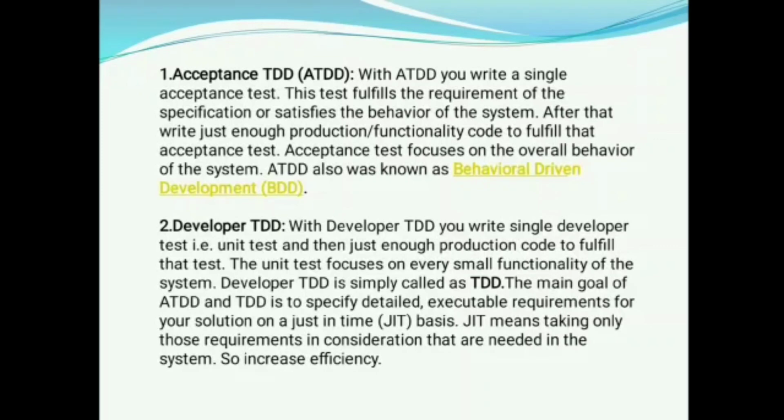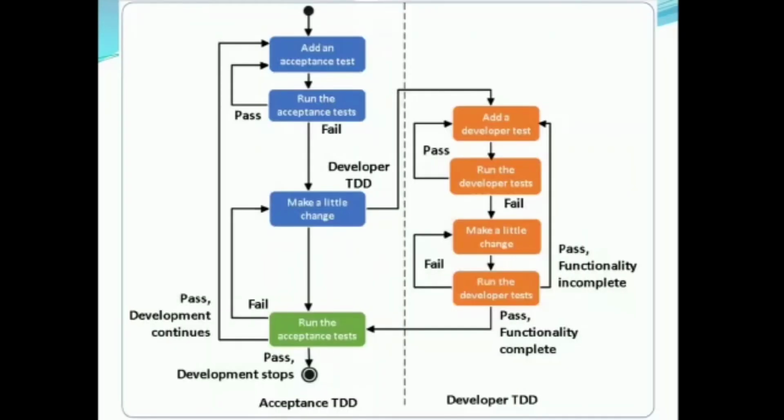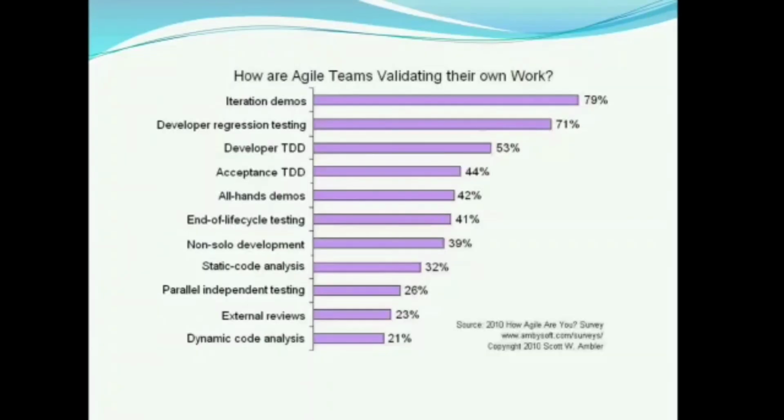And now developer TDD. What is developer TDD? With developer TDD, you write a single developer test, that is a unit test, and then just enough production code to fulfill the test. The main goal of ATDD and TDD is to specify detailed executable requirements for your solution on a just-in-time (JIT) basis. JIT means taking only those requirements into consideration that are needed in the system. So it increases the efficiency. And this flowchart defines the differences between acceptance TDD and developer TDD.